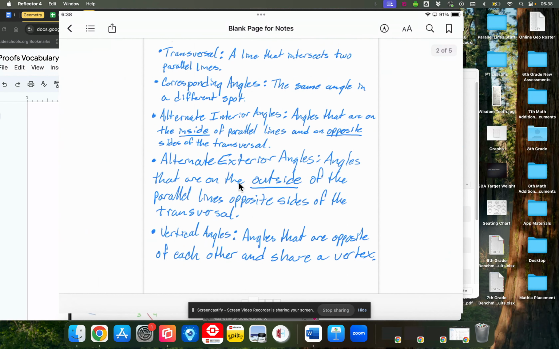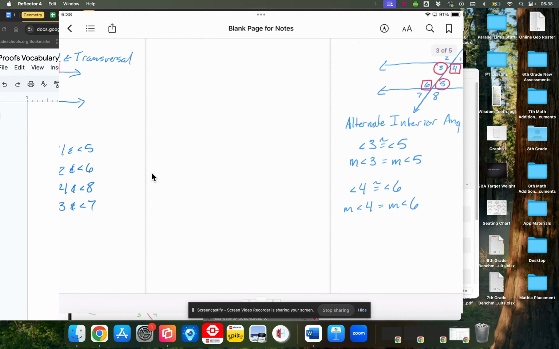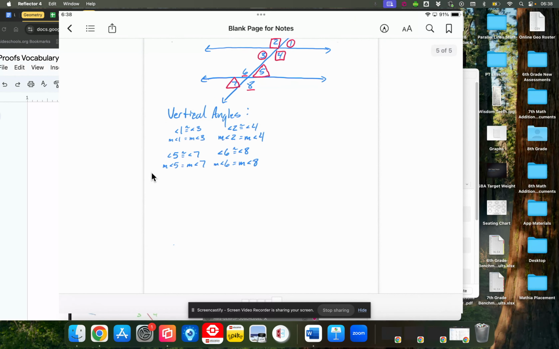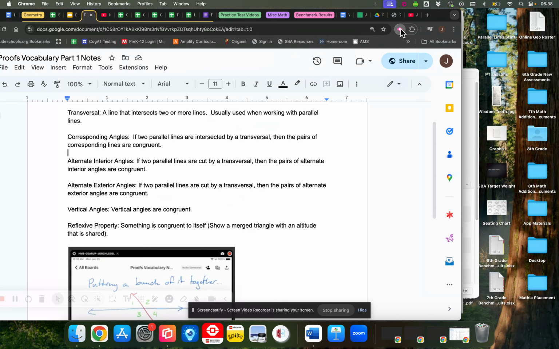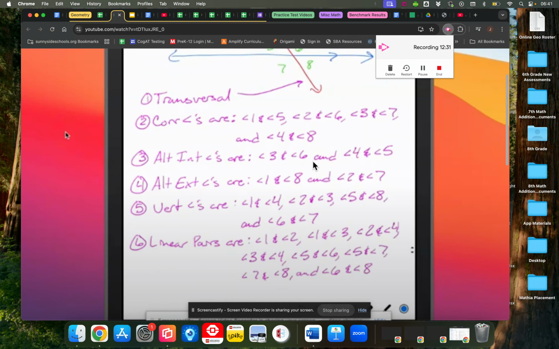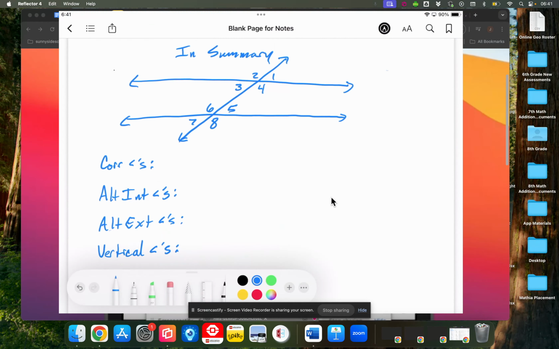Let's go up our list: vertical angles, alternate exterior angles, alternate interior angles, corresponding angles, and a transversal. I'm going to go ahead and pause here so you can take notes on vertical angles. And I'm going to make a comprehensive list of all the relationships that we could see on a set of parallel lines like this. We need to get good at recognizing these very quickly because we are going to use them a ton.